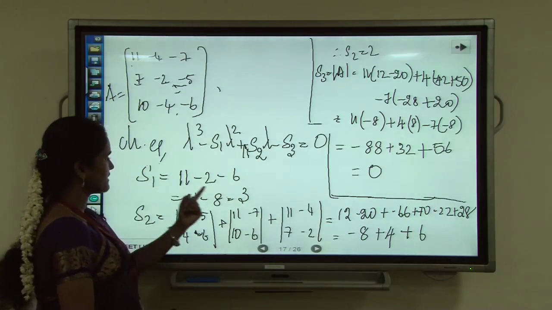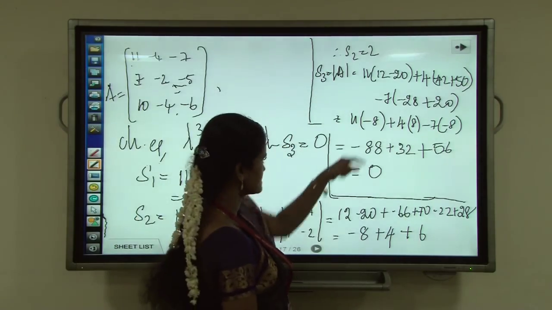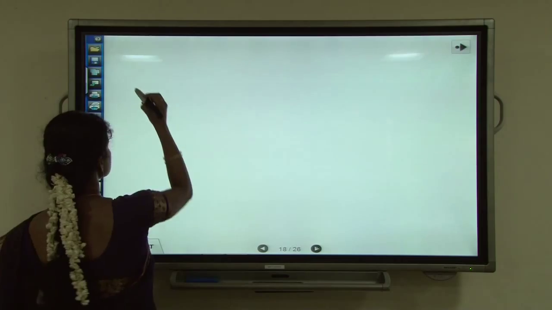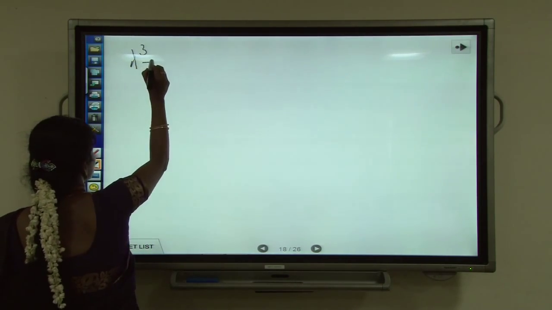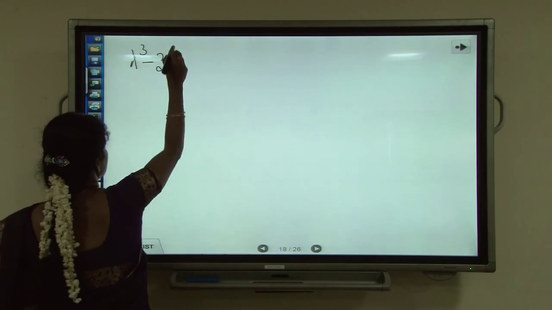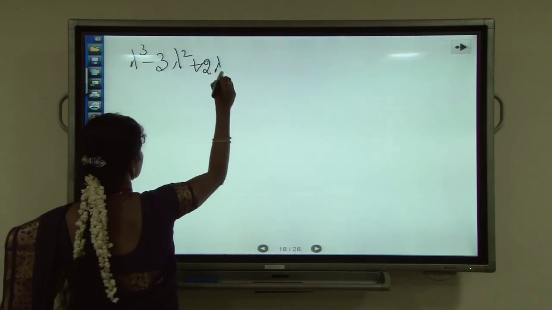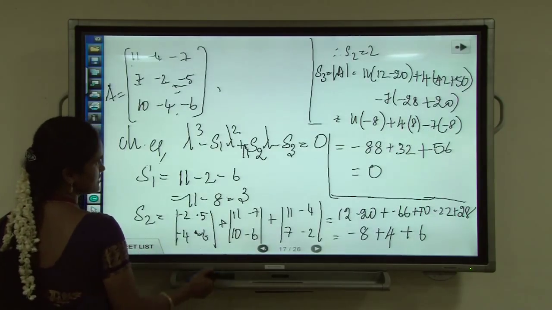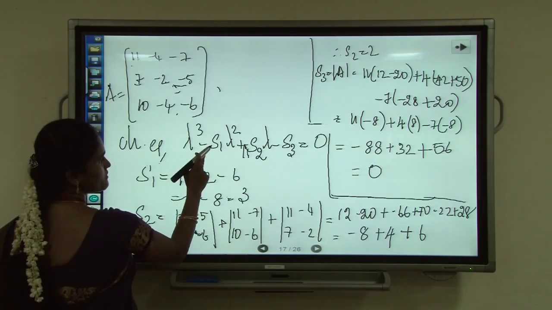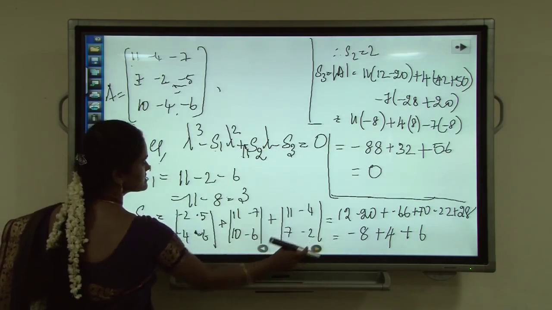What is my value of S1? It is 3, and the value of S2 is 2, and S3 is 0. So let us put this in the characteristic equation form, which we have assumed. Lambda cube minus 3 lambda square plus 2 lambda equal to 0, because S3 is 0. Lambda cube minus S1 is 3 plus S2 is 2 minus S3 is 0.